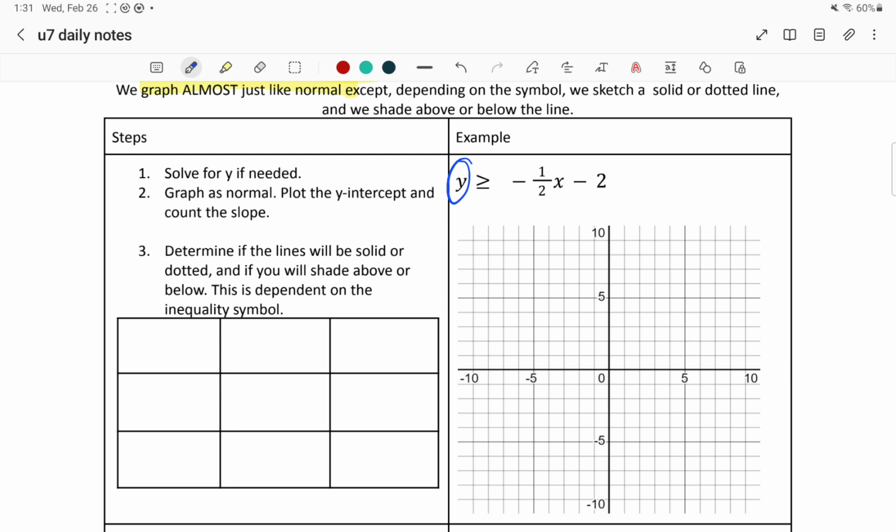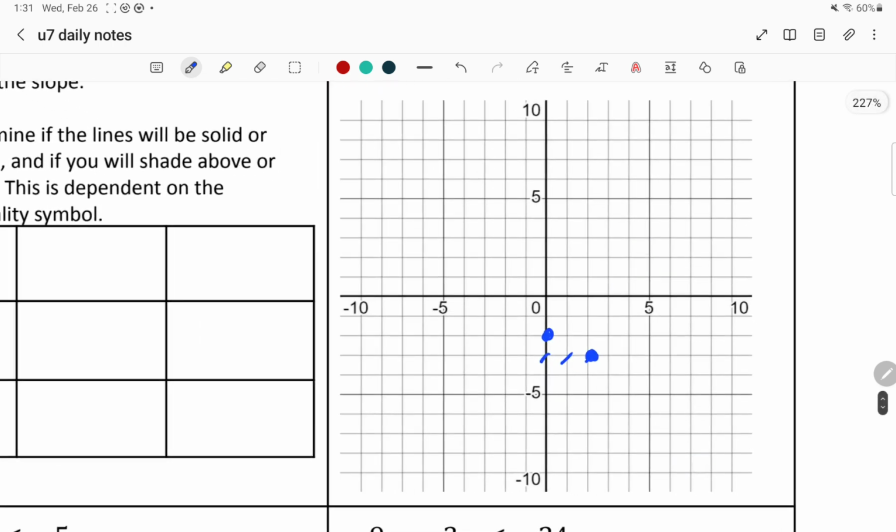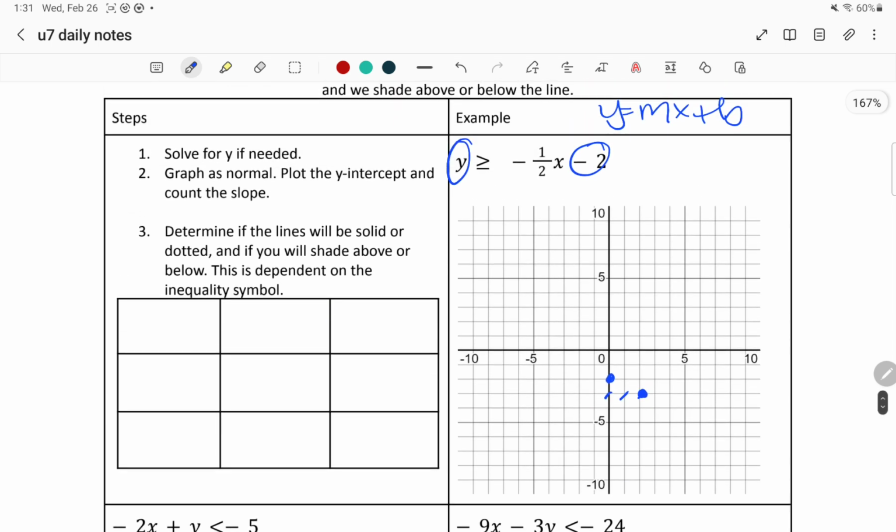Second thing is graph as normal. So it's in y equals mx plus b. So I'm going to plot the y-intercept. That's the -2. So put a dot on -2. And I'm going to count the slope from that point. So it's -1/2. So that's down 1 over 2. At this point, Delta Math will make a line. But your line is determined by your symbol. So let's fill in our chart here.